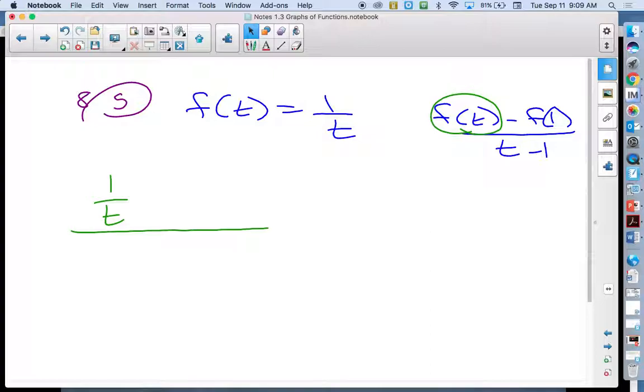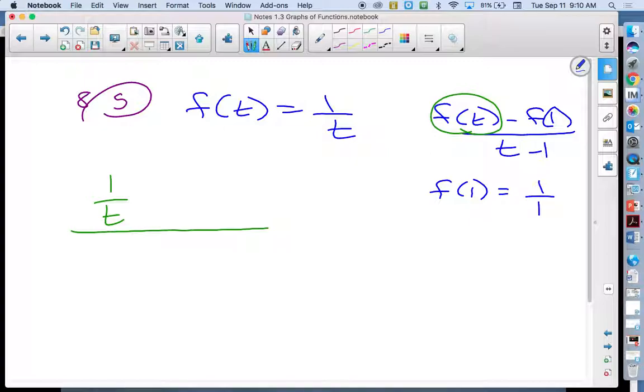Then it says subtract f of 1. So if we're finding f of 1, what would you do to evaluate f of 1? You would make it 1 over 1, because f of t is 1 over t. There's a 1 inside, so you're replacing that t with a 1. You want to leave it as 1 over 1, so you have a fraction minus a fraction. In the denominator, it says t minus 1, so that's on the bottom. So the top part is the difference piece, taking the difference of f of t minus f of 1, and then we're dividing that by the t minus 1.